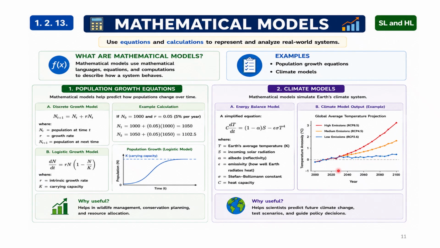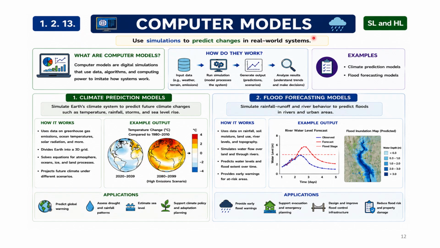These mathematical models support wildlife management, conservation planning, climate forecasting, and resource allocation. Their strength lies in transforming complex environmental processes into measurable relationships that can be analyzed, compared, and used to guide environmental decision-making. Let us now examine computer models, which are digital simulations used to predict changes in complex environmental systems.